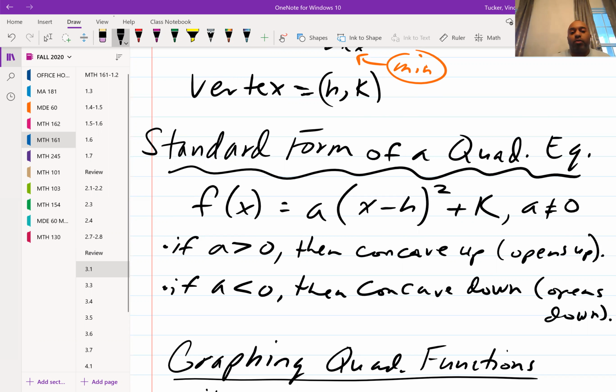Now if a is greater than 0, in other words, if a is positive, then the parabola is concave up. That means it opens up. If a is negative, in other words, less than 0, the parabola is concave down, it opens downward.